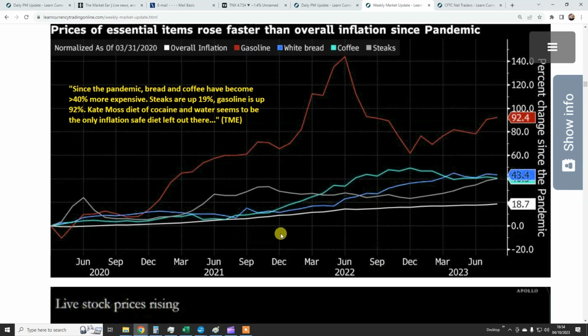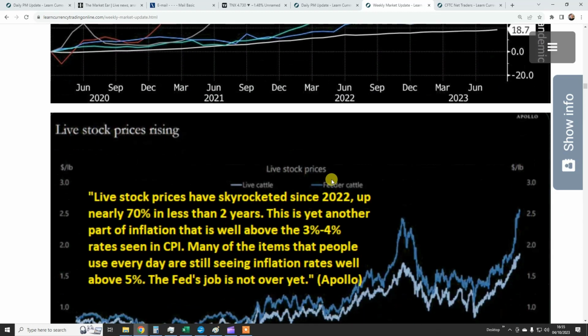Okay, in terms of energy prices, there's a lot of media coverage of it being inflationary. Of course, it is inflationary, but there are many other areas of the economy that are seeing inflation. This is from the market here. Since the pandemic, bread and coffee have become 40% more expensive. Steaks are up 19%. Gasoline is up 92%. So a lot of inflationary pressure.